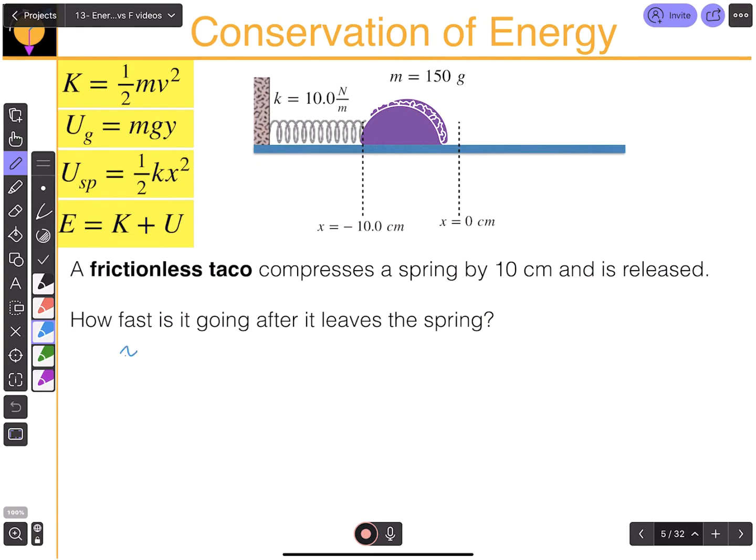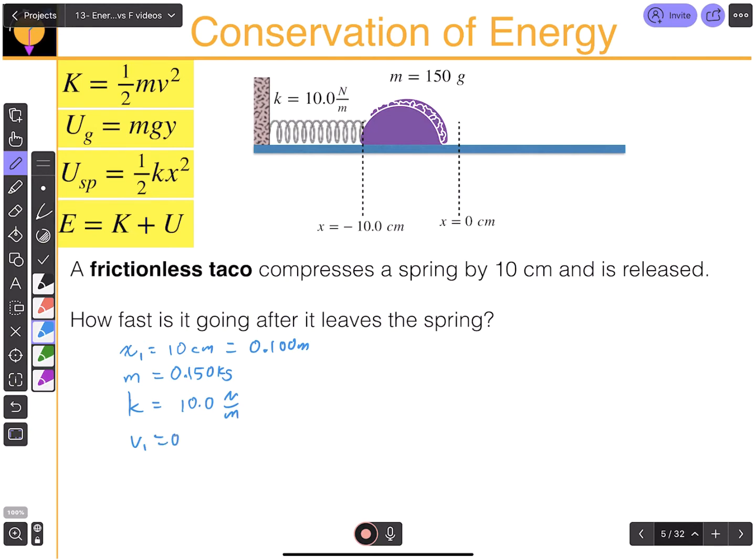We have x initial, or x1, is 10 centimeters, which we'll use as 0.1 meters. We have the mass of the taco here already. It's given as 150 grams, but I'll make it 0.150 kilograms, just like x1 should be 0.100 meters. We have the spring constant, little k, which is 10.0 newtons per meter, right? And we know that it starts at rest.